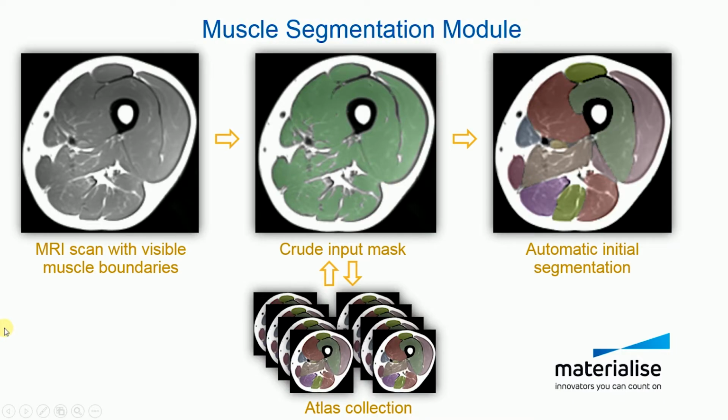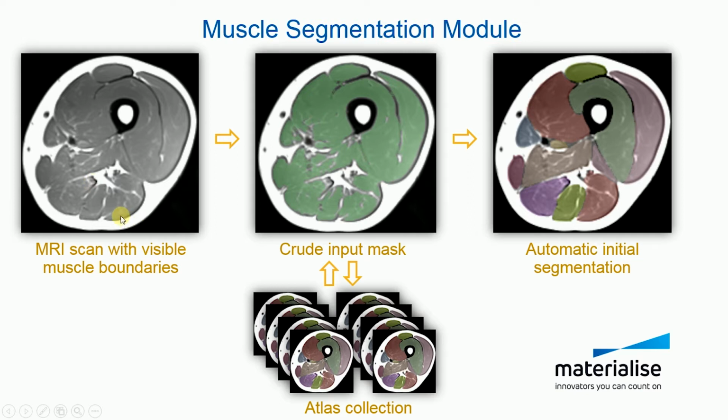Now the muscle segmentation module allows you to semi-automatically segment many muscles in one go, rather than segmenting them all one by one. This can yield a large reduction in segmentation time when dealing with large groups of muscles. The tool is particularly suited for dealing with MRI images on which muscle boundaries are well visible, such as in the example shown here on the left side.